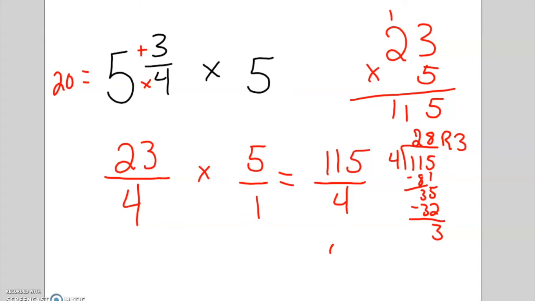So that would be 28 wholes and 3 over 4, because the bottom number stays the same again. The remainder goes on top. So 28 and 3/4 would be my answer. Yeah, a few more steps on this, isn't it? These are all things you've done before and you can do.